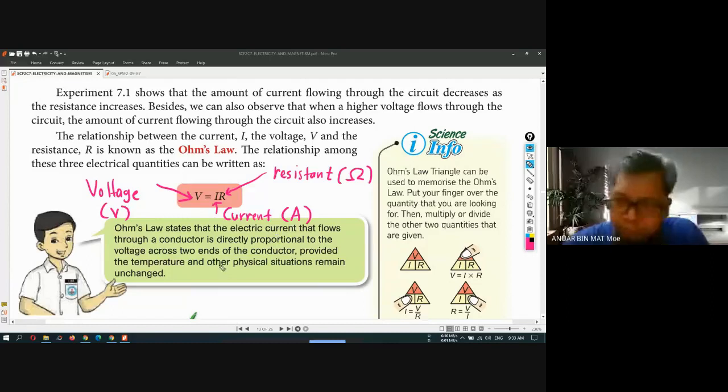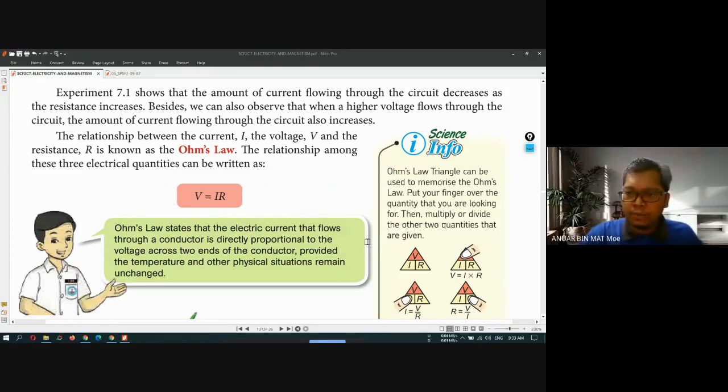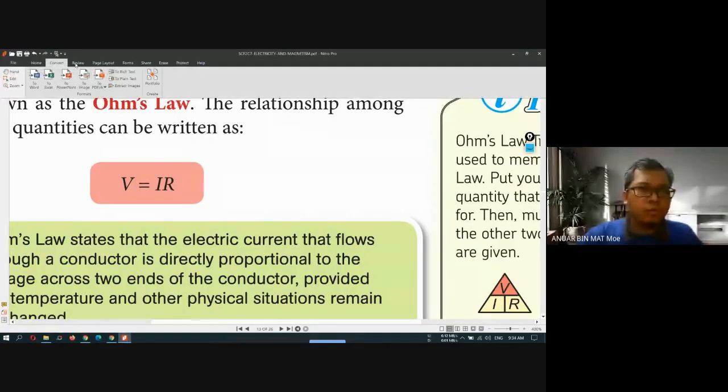After this, we try to do the calculation. Or you can remember it by drawing what we call an Ohm's Law triangle. I try to zoom in a bit. This is what we call an Ohm's Law triangle.